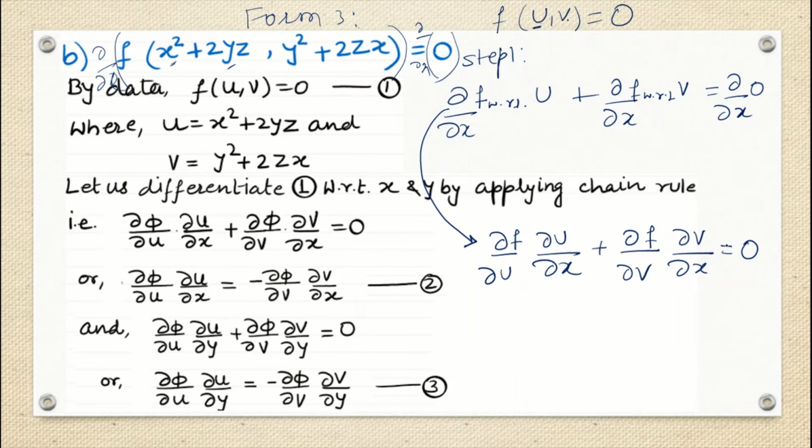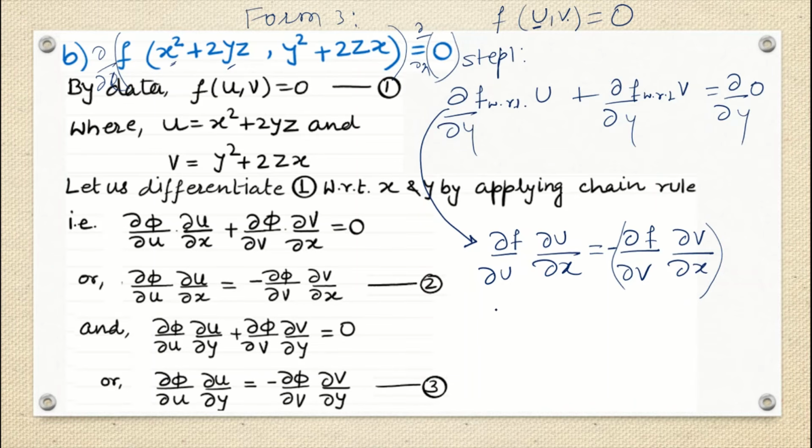Here we will only rearrange the equation. I'll put this into the right hand side, so it will become minus. Similarly, like how we had done in the previous question. Now if I have to find the partial derivative of the given equation with respect to y, what am I going to write down?